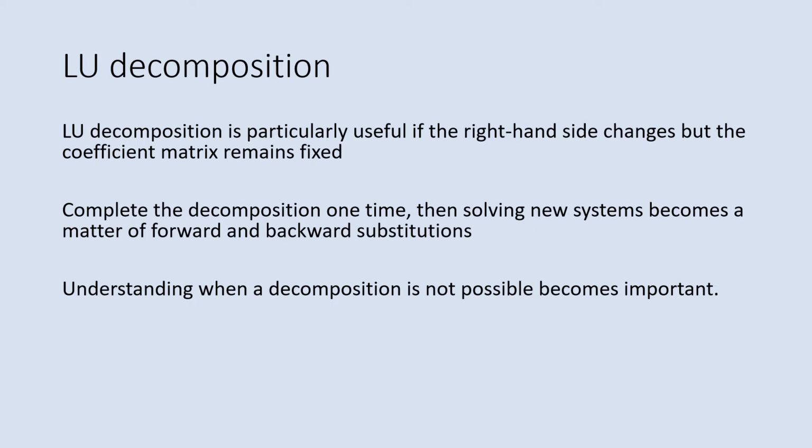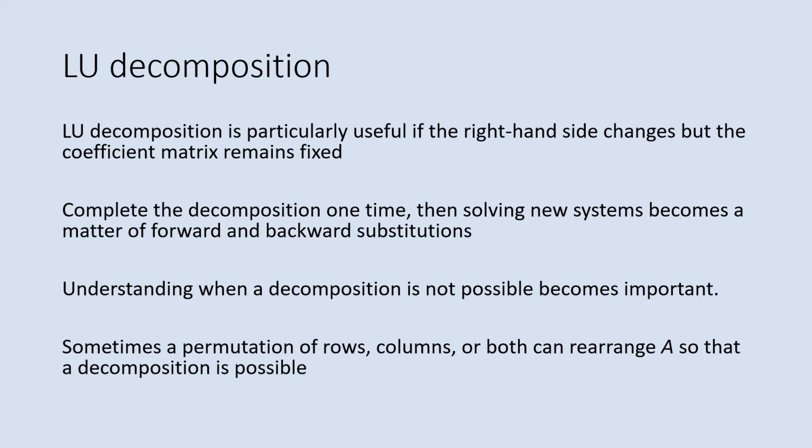But sometimes a decomposition is not possible. The structure of the matrix A may not allow for the necessary kind of decomposition. But if we have a square matrix, then we can at least do a permutation of rows, columns, or both, and be guaranteed that we can create a new version of A that can be decomposed in this LU fashion.